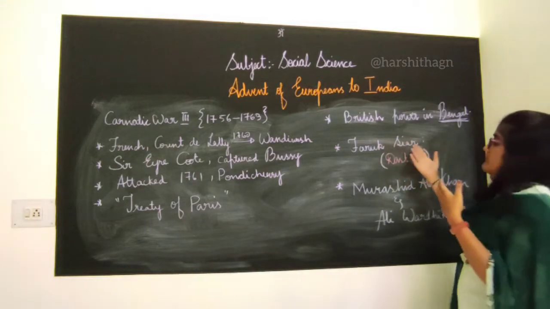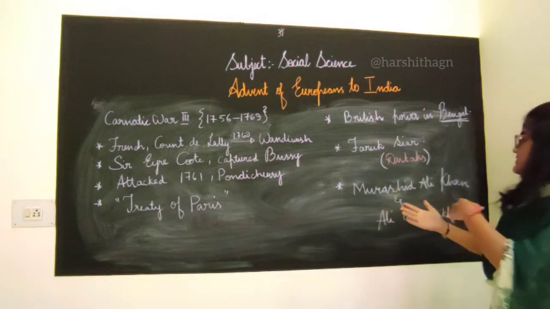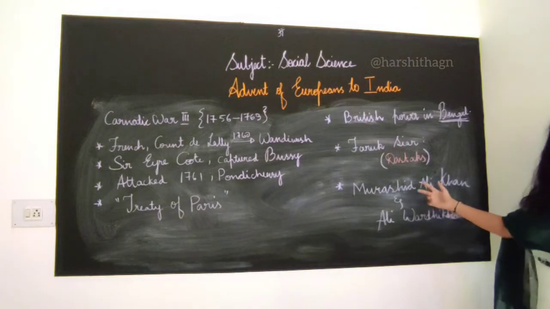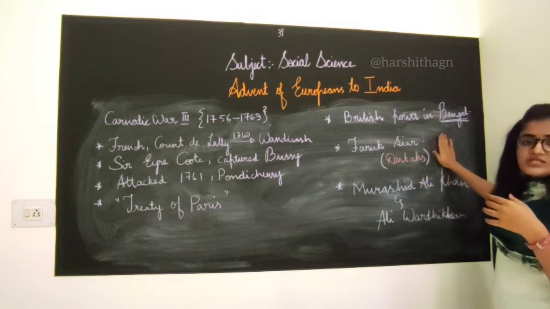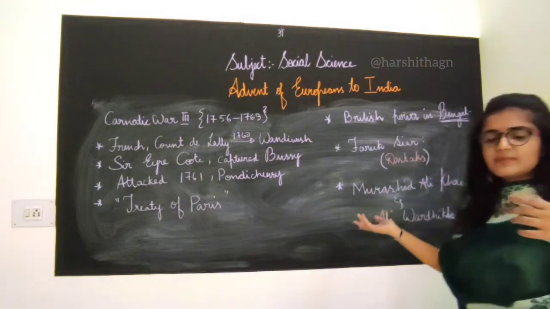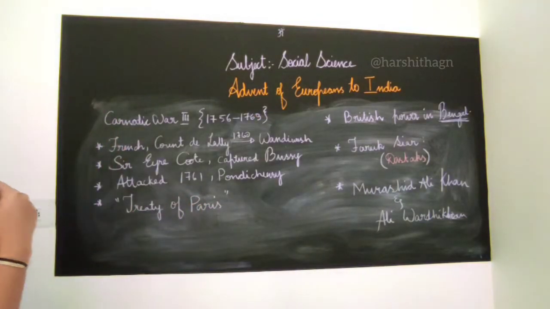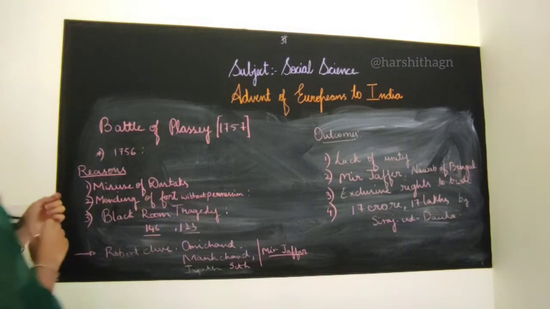Therefore, Farrukhsiyar, who was a Mughal emperor, was opposed by other Nawabs of Bengal, that is Murshid Ali Khan and Ali Vardi Khan. So these two persons and others were opposing Farrukhsiyar, which led to the two other battles which we are studying further, that is Battle of Plassey and Battle of Buxar. So first we are studying about the Battle of Plassey. Battle of Plassey occurred in the year 1757.